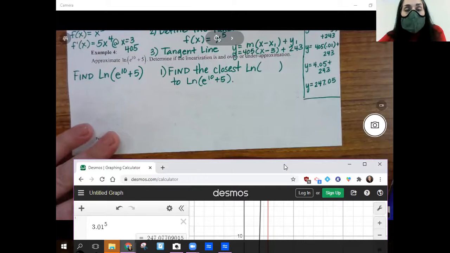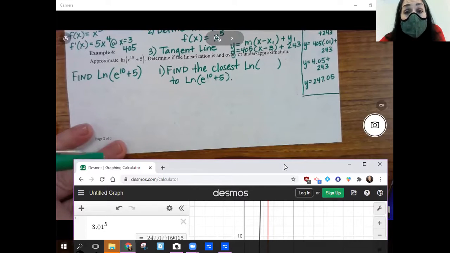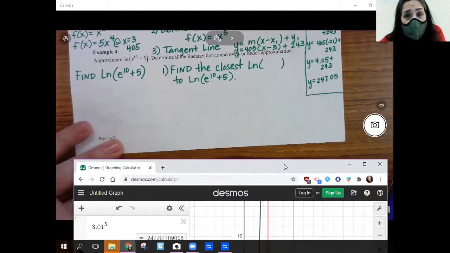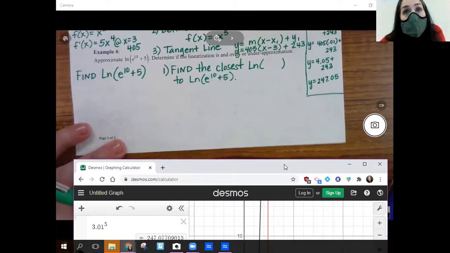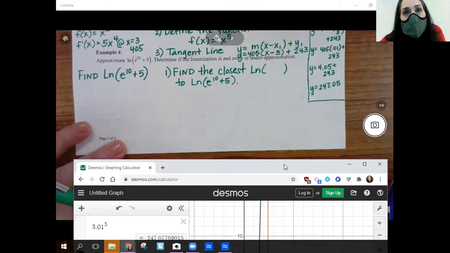So e is like 2.72, something like that. When you raise that to the 10th power, that gets gigantic really fast. So when you add 5 to that, it doesn't really do much to that number, okay? So what would be a number that would be really close to e to the 10th plus 5, that we actually could do the natural log of it and it work out to be like a nice whole number?